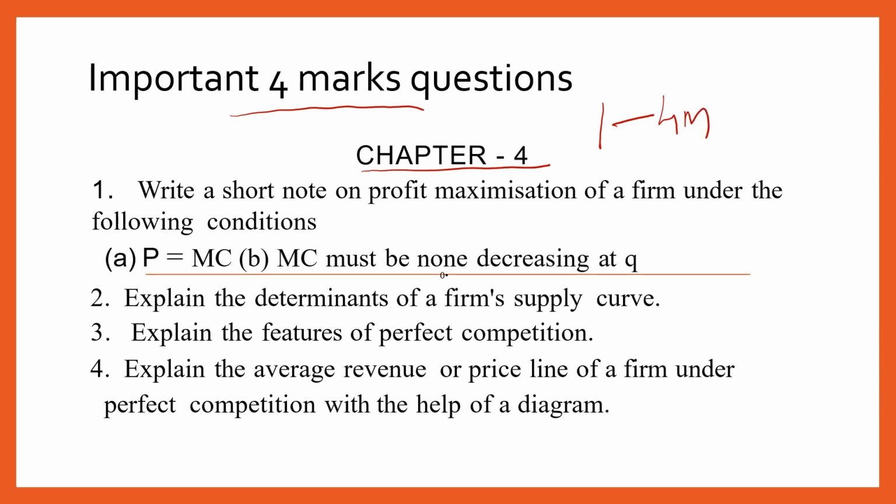Here you can see the question, that is profit maximizing condition. 2 conditions you need to explain: P equal to MC and MC must be non-decreasing. Then determinants of firm supply, features of perfect competition, and the average revenue or the price line of a firm under perfect competition with the help of a diagram. Out of these 4, one 4-mark question you need to attend. So prepare these questions properly.